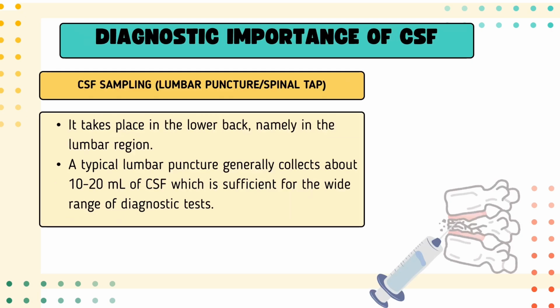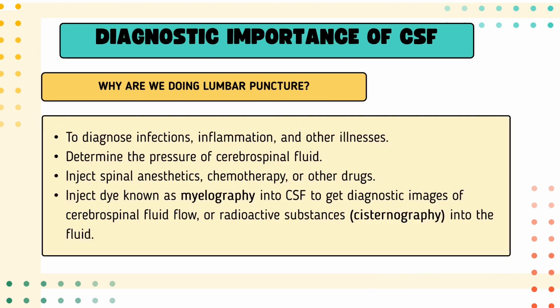And now let's go to diagnostic importance of CSF. For the CSF sampling, or lumbar puncture or spinal tap, it takes place in the lower back, namely in the lumbar region. It involves inserting a needle into the gap between two lumbar bones, known as vertebrae, and then a sample of cerebrospinal fluid is taken. A typical lumbar puncture generally collects about 10 to 20 ml of CSF, which is sufficient for the wide range of diagnostic tests. So, why are we doing lumbar puncture?